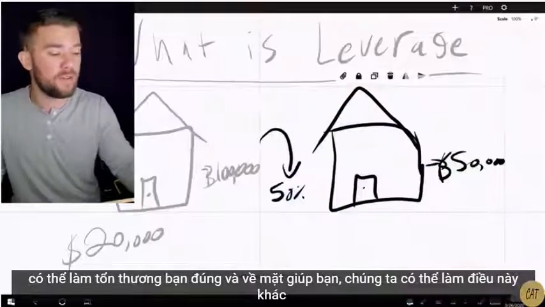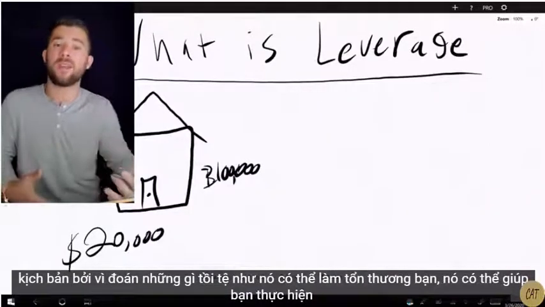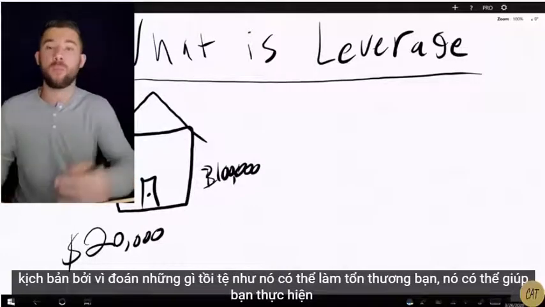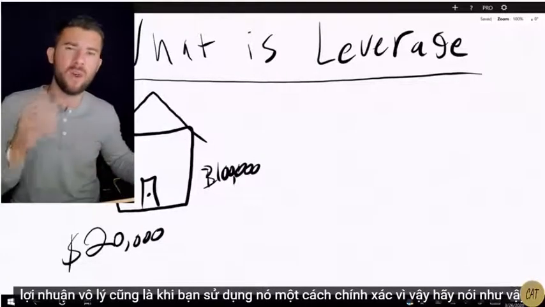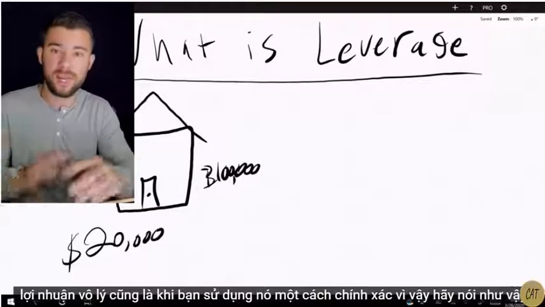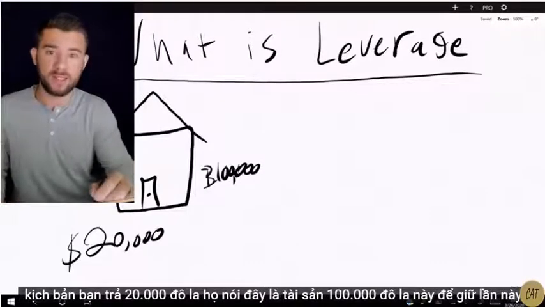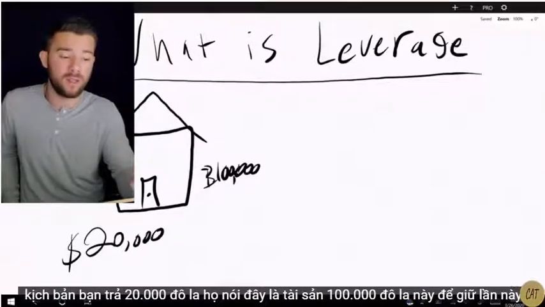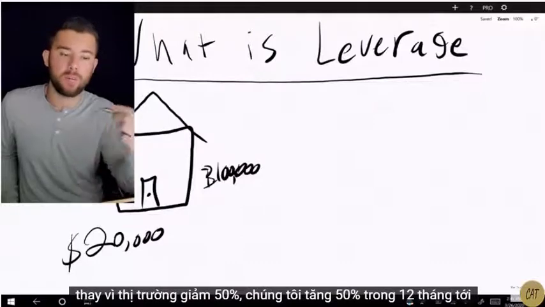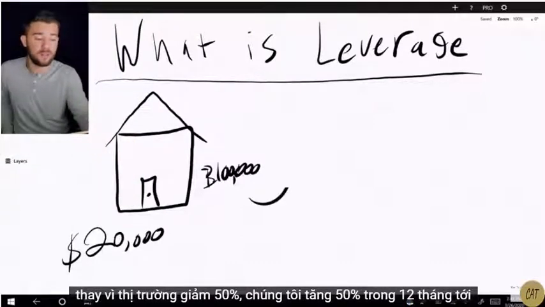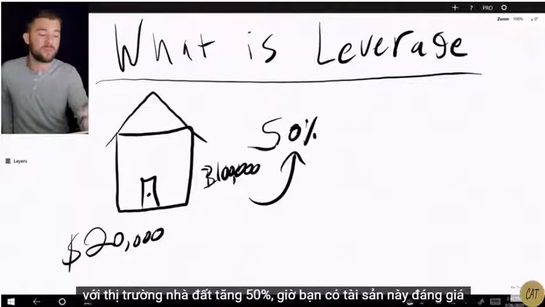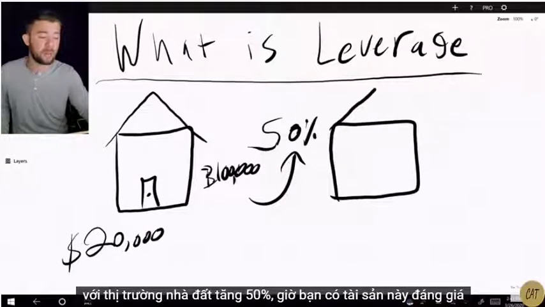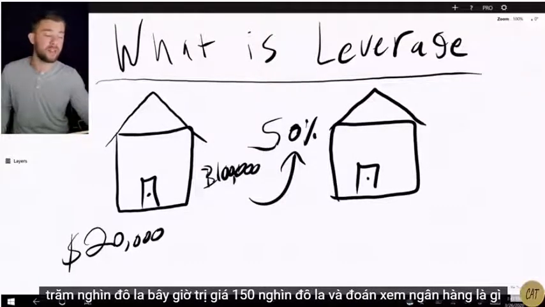And in terms of helping you, we can do this other scenario because guess what? Just as bad as it can hurt you, it can help you make ridiculous returns as well when you use it correctly. So let's say the same scenario, you pay $20,000. They say, here's this $100,000 property to hold. This time, instead of the market dropping by 50%, we go up 50% over the next 12 months. So with the housing market going up 50%, you now have this property that was worth $100,000 that is now worth $150,000.